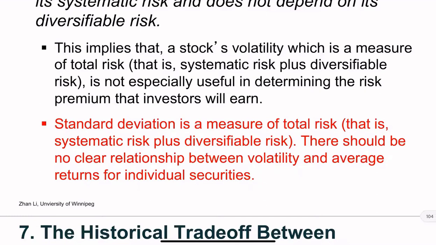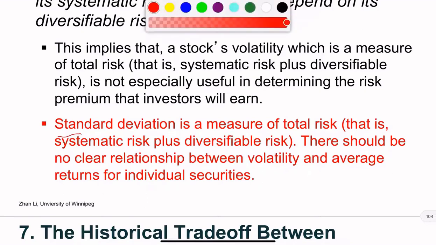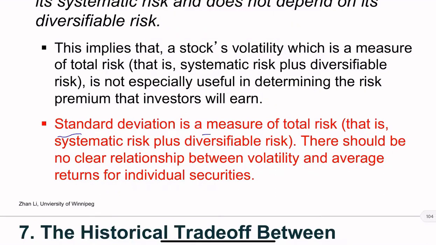So standard deviation is a measure of total risk. Let me change my Apple Pencil color. Okay, so it's a measure of total risk. This is important. What is total risk? Remember that a stock contains two components: systematic risk and diversifiable risk. It means that if standard deviation is a measure of total risk, then standard deviation measures a combination of systematic risk and diversifiable risk.